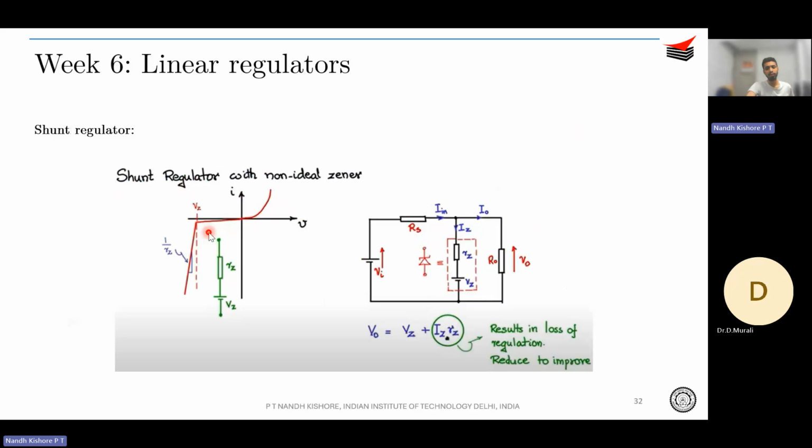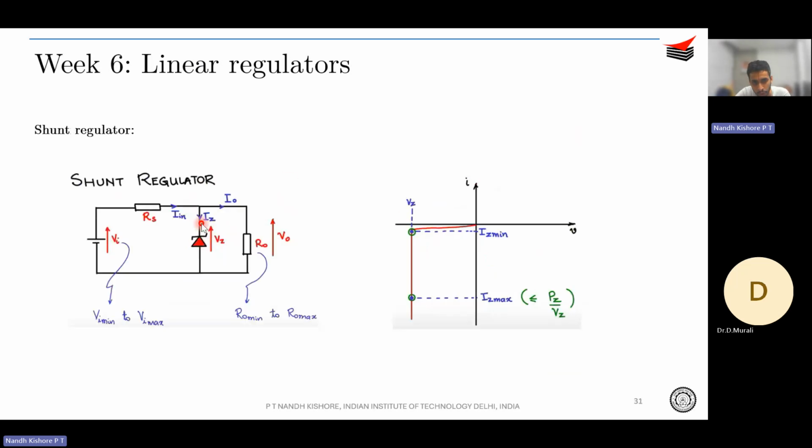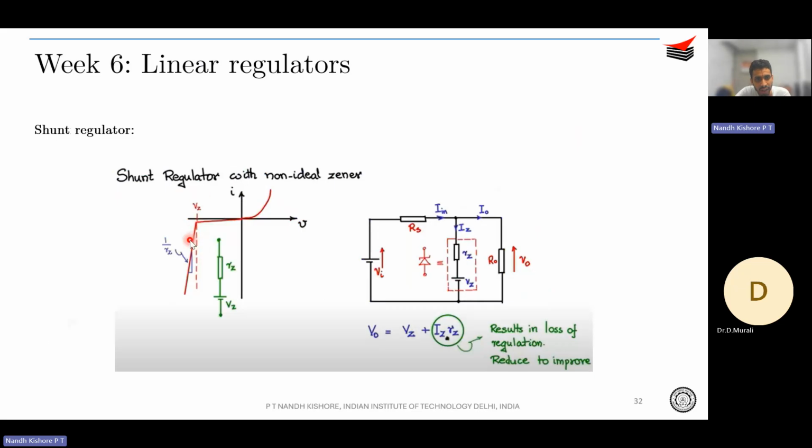But that was with an ideal Zener. With a non-ideal Zener, you see that the breakdown voltage is not constant, right? It would have a slope that depends on your IZ. Ideally, you don't want VZ to depend on IZ, but what you see over here is that VZ increases with an increase in IZ. That is something you don't want, right?